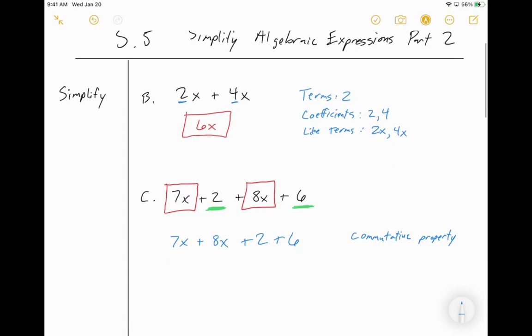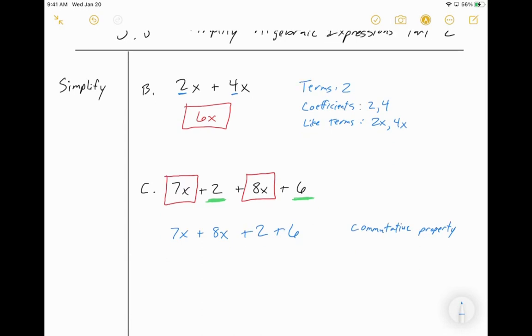So I'm going to say, first of all, 7x plus 8x. Those two combine to make 15x. And 2 plus 6 combine to make 8. And it's all adding. So there it is. My final answer, simplified, 15x plus 8. Remember, I cannot combine these. I cannot make 23x or anything like that.